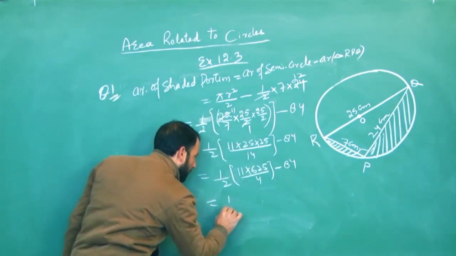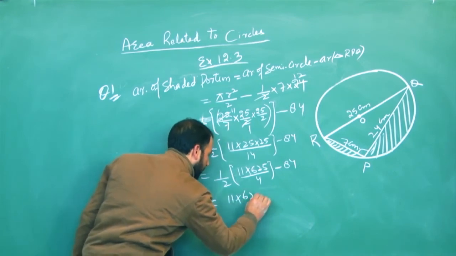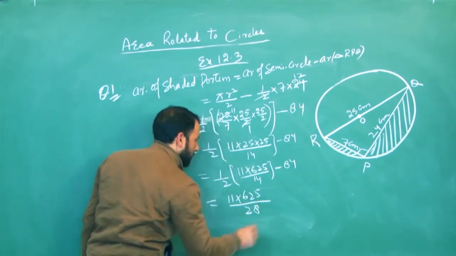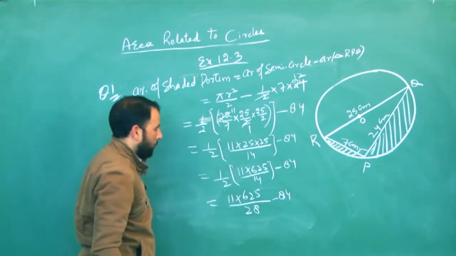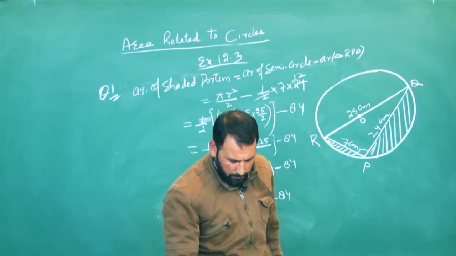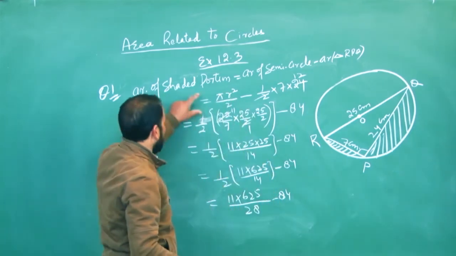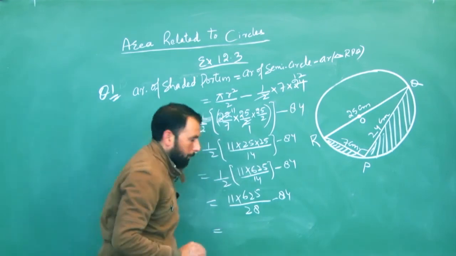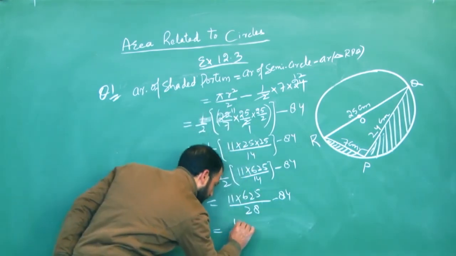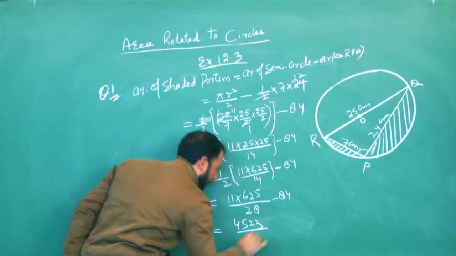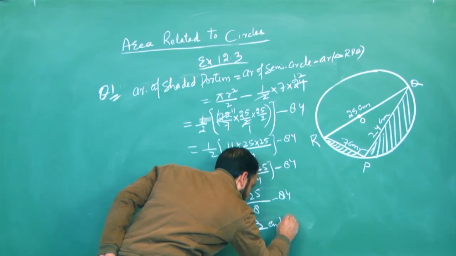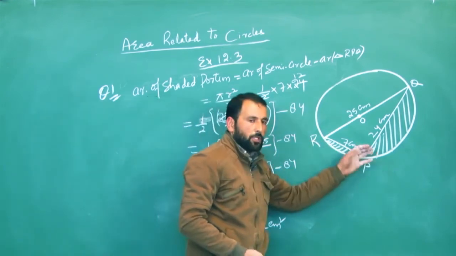Here, 1 divided by 11 into 625 divided by it is 14, 2 into 14 is 28 minus 84. After calculating the values, you get the result here. Area of the shaded region is equal to, after calculating 11 into 625, we get 4523 divided by 28 square centimeter is the area of this shaded region.